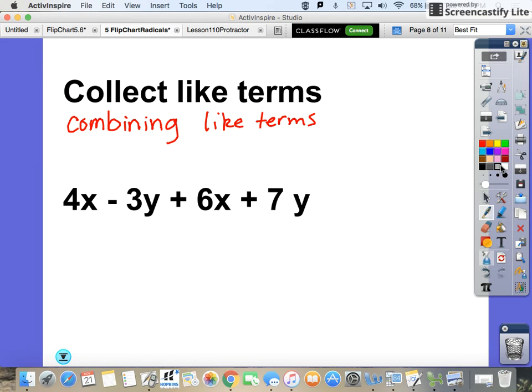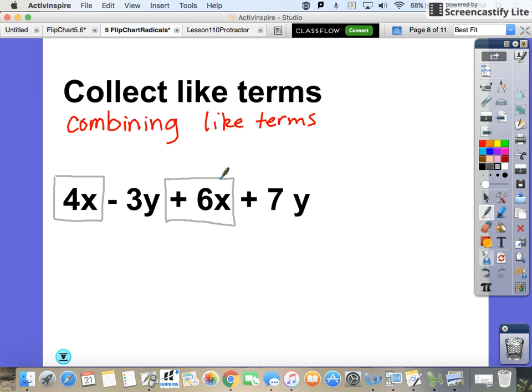And by that I mean, for example, this 4x looks the same as this term with an x on it, but they don't look the same as the one with the y. Here's what I need you to do. If you use a box around this x term, please use a box around this x term and include the sign in front.